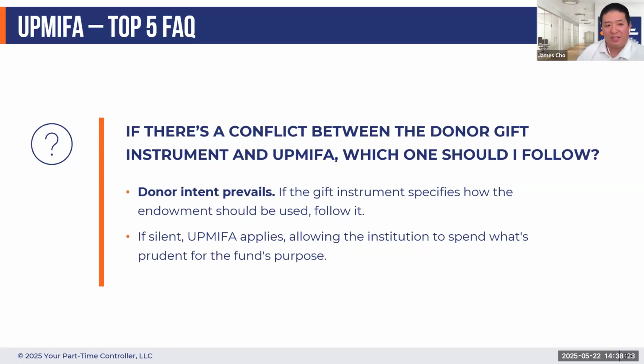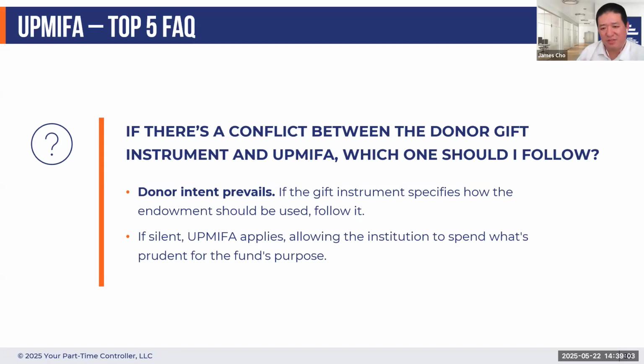And going along with that last thought, if there's a conflict between the donor gift instrument and UPMIFA, which one should I follow? There are multiple instances in the UPMIFA where it specifically defers to the gift instrument. So a good rule of thumb is that the donor gift letter prevails. Whatever the donor says in that letter, you must do. If the donor gift is silent, then that's where UPMIFA will come in and provide some guidance on what you need to do with these donor gifts.